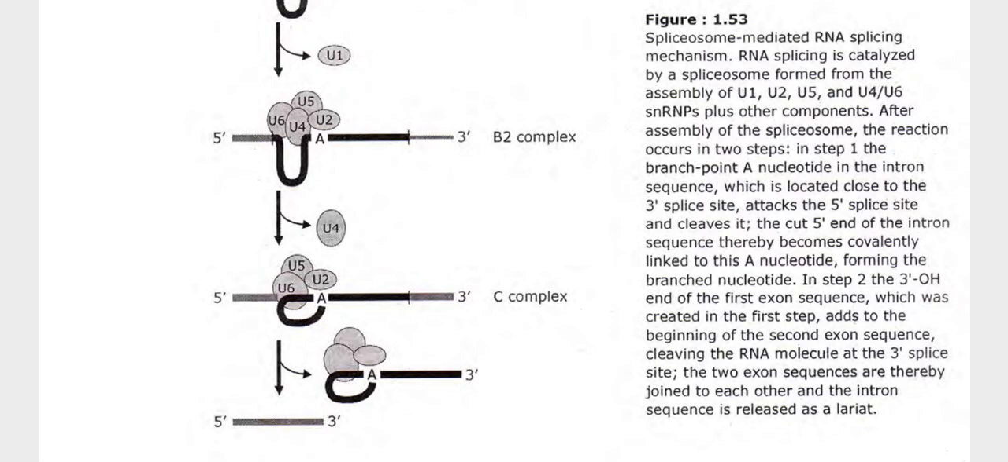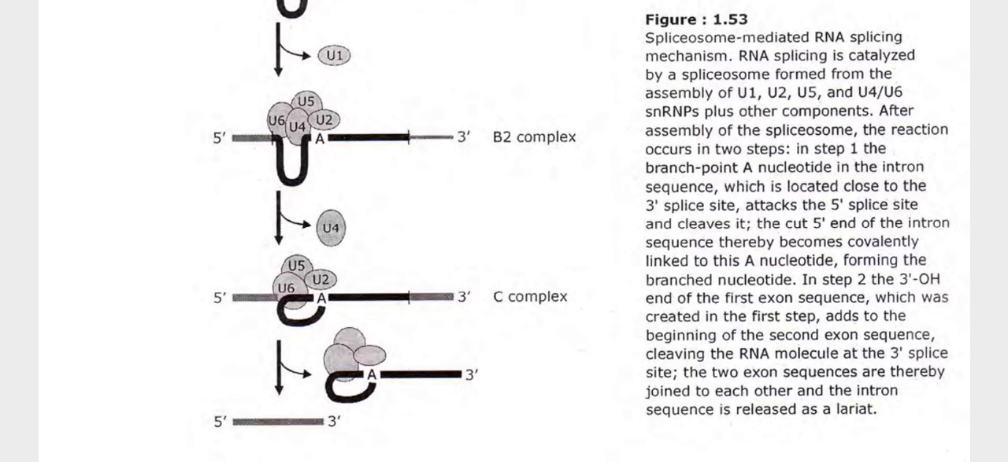In step 1, the branch point A nucleotide in the intron sequence, which is located close to the 3' splice site, attacks the 5' splice site and cleaves it. The cut 5' end of the intron sequence thereby becomes covalently linked to its A nucleotide, forming the branched nucleotide.